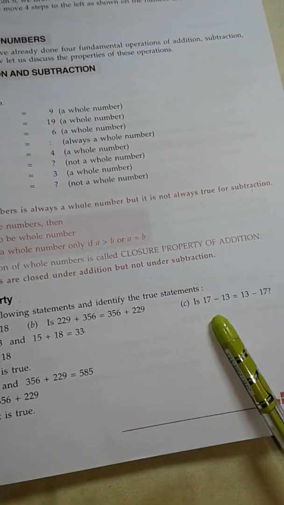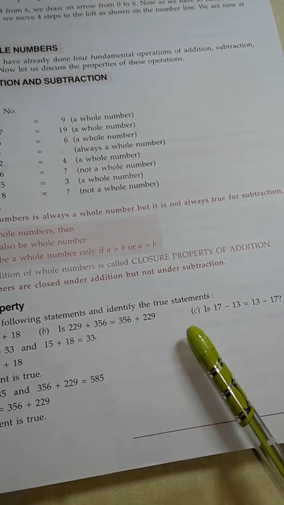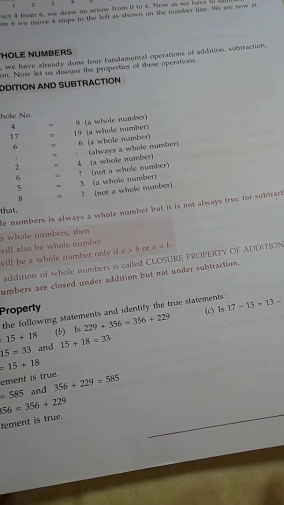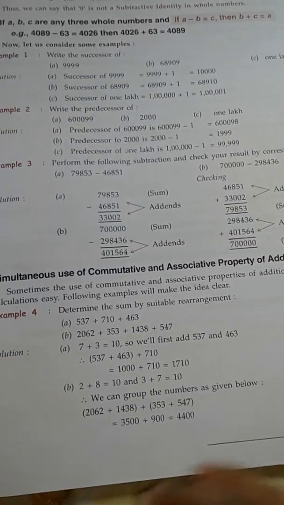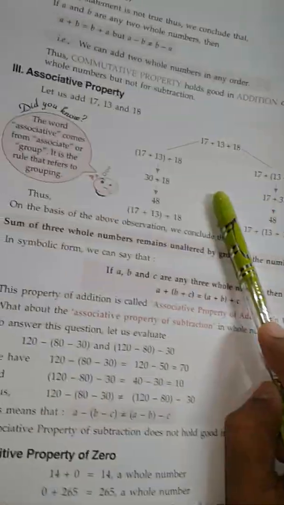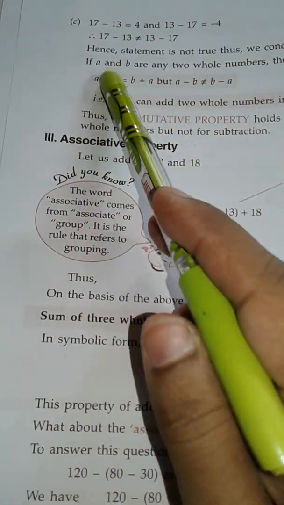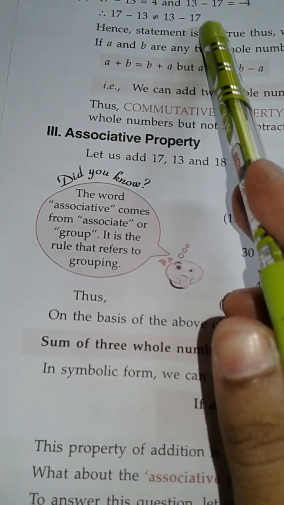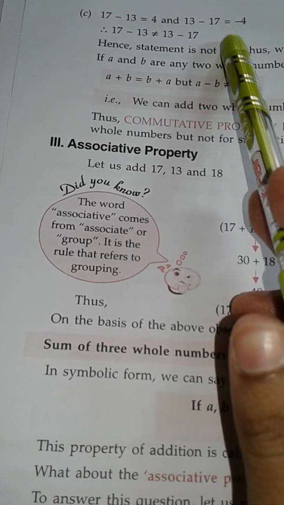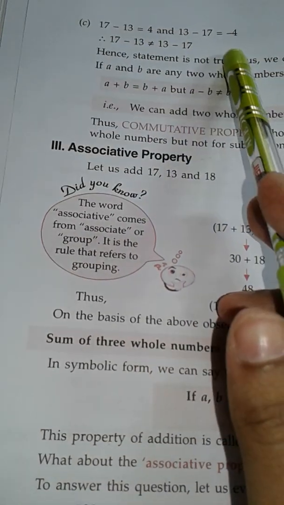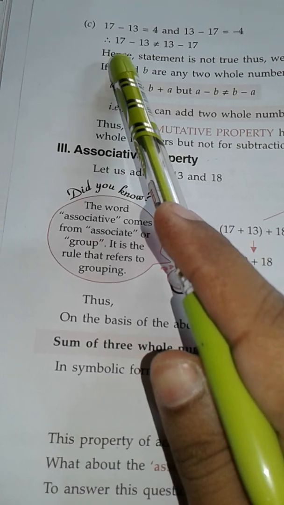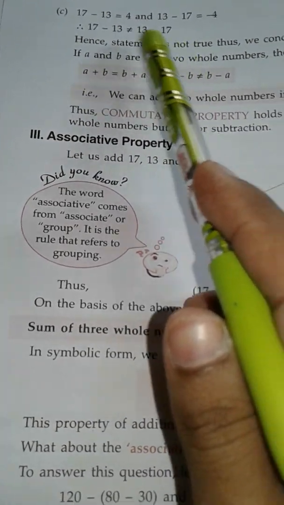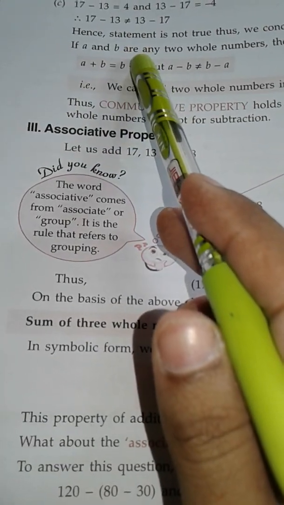Then the third statement is what? Is 17 minus 13 equal to 13 minus 17? Let's see, turn the page. 17 minus 13 equals 4 and 13 minus 17 equals minus 4. So these are not same. Hence 17 minus 13 is not equal to 13 minus 17. Hence the statement is not true.